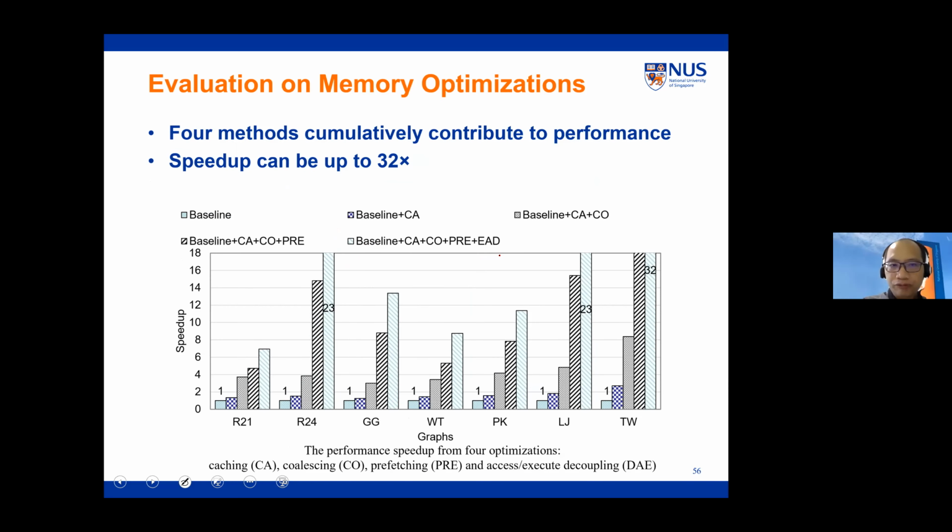And this figure shows you the individual memory optimizations. Again, you can see different memory optimizations are very important for the performance of graph processing on FPGA. But overall, collectively, when we apply all the optimizations, we can achieve a speedup of 32 times.